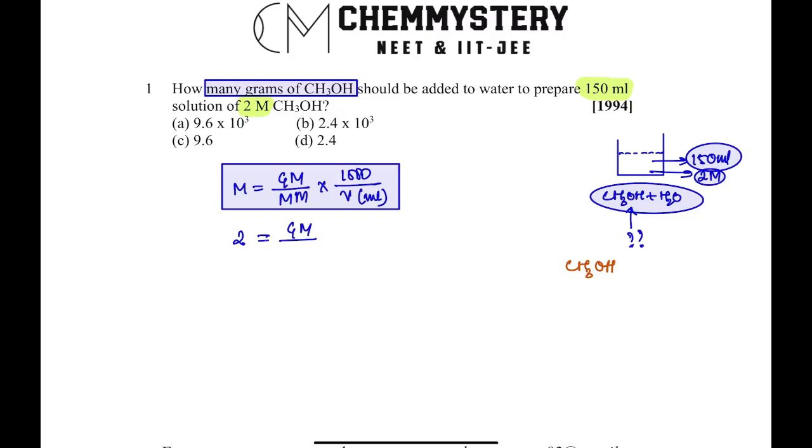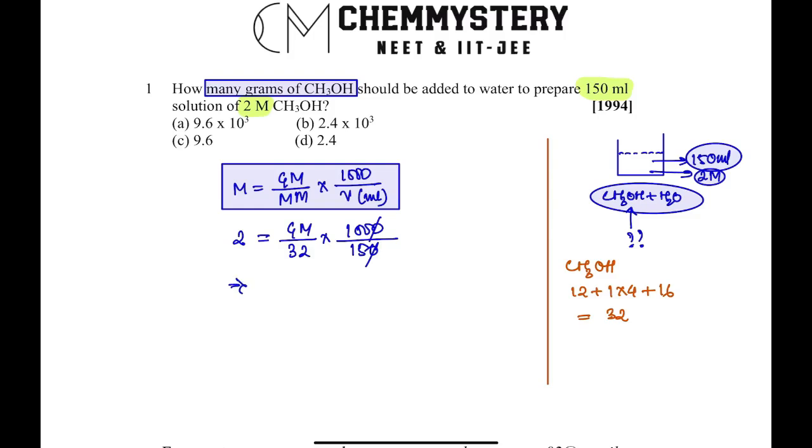So the solute is CH3OH. Carbon's mass is 12. Hydrogen's mass is 1, but 4 hydrogens are there. Oxygen's mass is 16. So in total, we get 32. So 32 is the molecular mass of the solute taken. Let's put 32 into 1000 divided by the volume. What is the volume given to us? How much do we need to prepare? 150. The zeros cancel out.